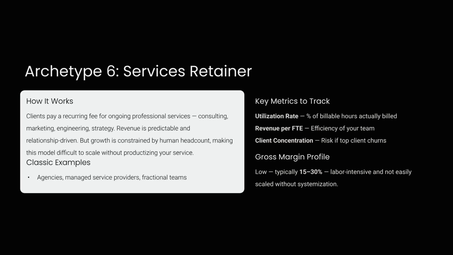Archetype 6 is services retainer, where clients pay a recurring fee for ongoing professional services. Metrics include utilization rate, revenue per full-time employee, and client concentration. Gross margins are typically low, 15 to 30%, due to being labor-intensive.